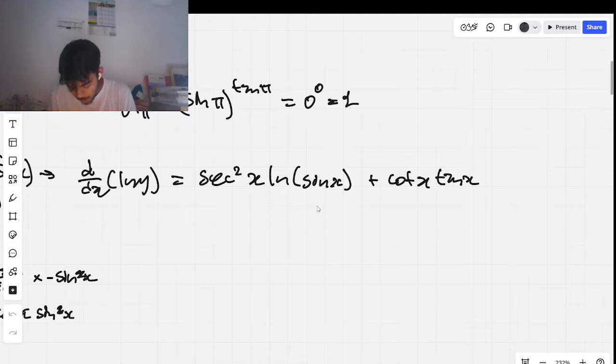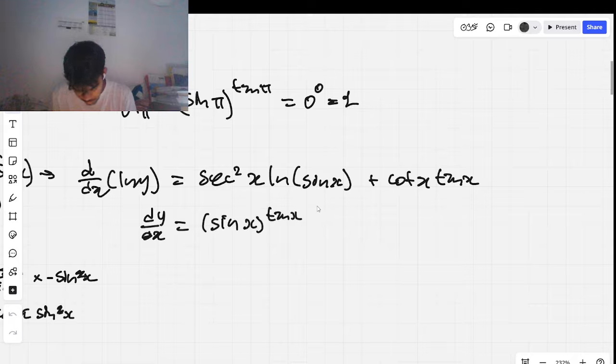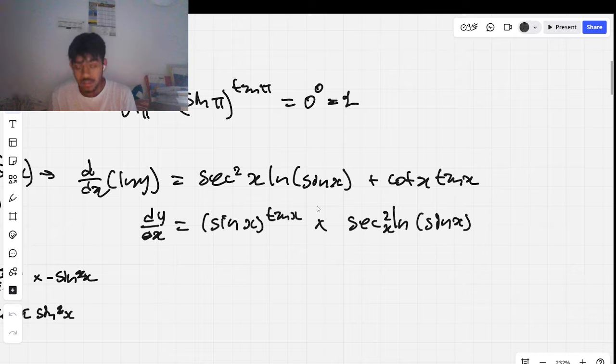Now this is 1 over y, so dy over dx is equal to y, so I'm going to bring the y into the other side. Tan x times sec squared x ln sine x. Cot x times sine x is just 1. So this is what my derivative is. I'm going to set it equal to 0.